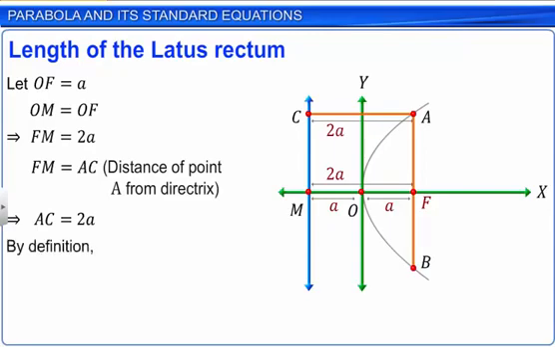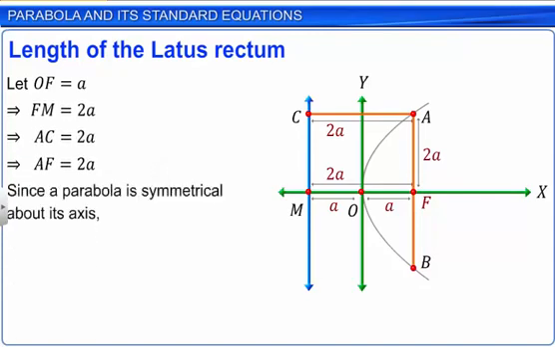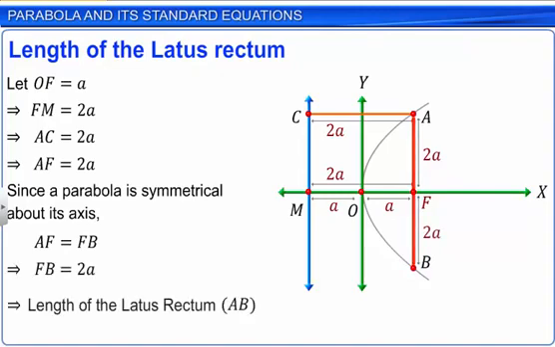Since point A lies on the parabola, its distance from the focus F and the directrix must be the same. This implies that AC is equal to AF, or AF is equal to 2a. Since a parabola is symmetrical about its axis, distance FB is equal to distance AF, which is equal to 2a. Thus, the length of the latus rectum AB is equal to 4a, where a is the distance between the focus and the vertex of the parabola.